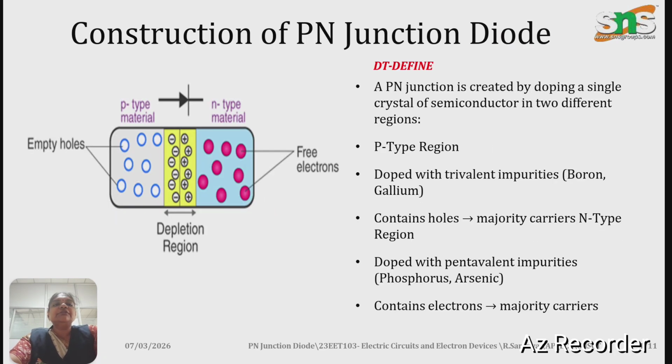The construction of the PN diode, as shown in the diagram, is made up of P-type semiconductor and N-type semiconductor. The P-type material has empty holes and the N-type material has free electrons. These two different semiconductors are doped together into a single crystal to form the PN junction diode.